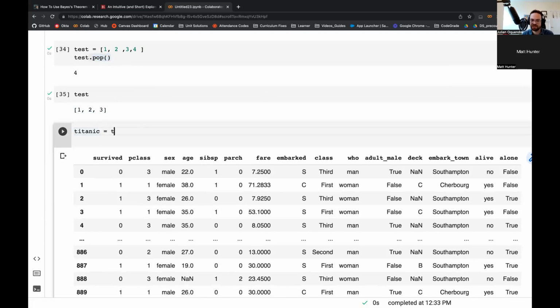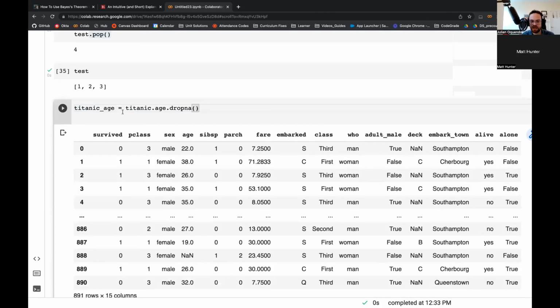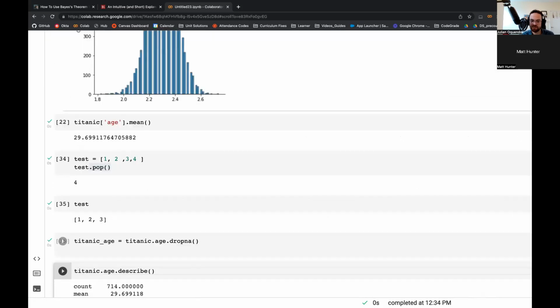So you can do Titanic dropna. That will drop all of your missing values. I'm going to specify that I want to drop my age values. We're going to call this Titanic age. So what I'm doing here is using the function to create a list of values based off of the Titanic age column and drop those missing values without dropping everything else from the data frame.